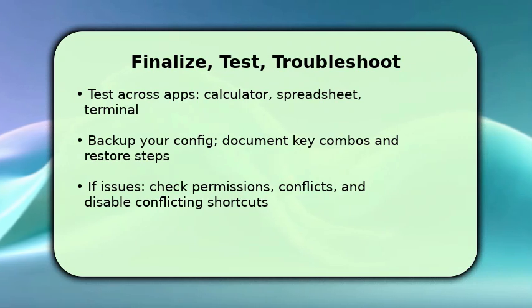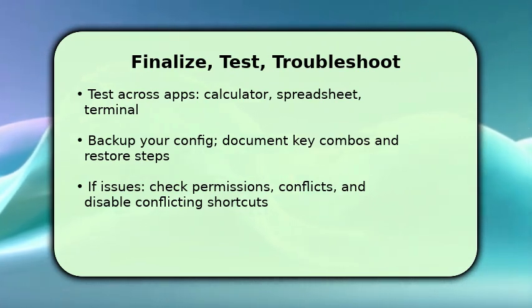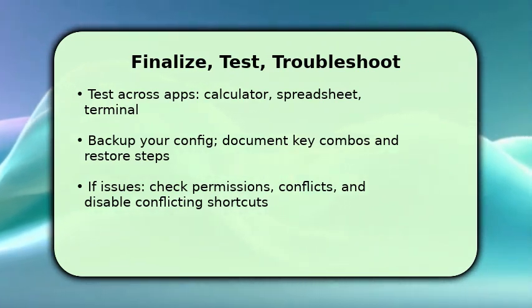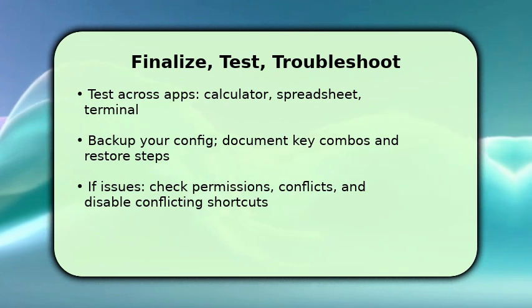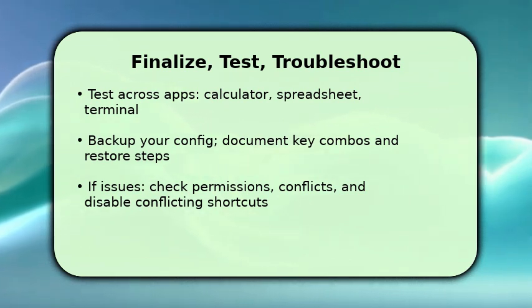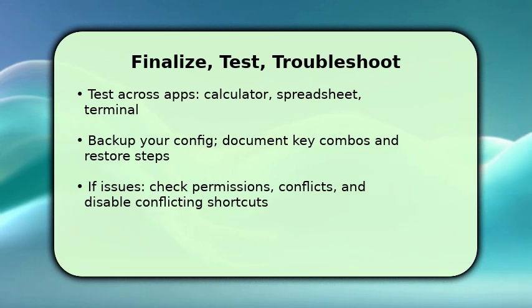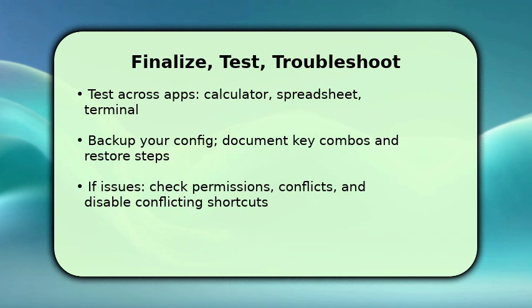Finish by thoroughly testing numbers in multiple apps, calculator, spreadsheet, and terminal to ensure consistent behavior. Export or backup your remapping configuration and write down the toggle you chose so you can restore it or move it to another machine. If something breaks, first check for permission prompts and keyboard shortcut conflicts.